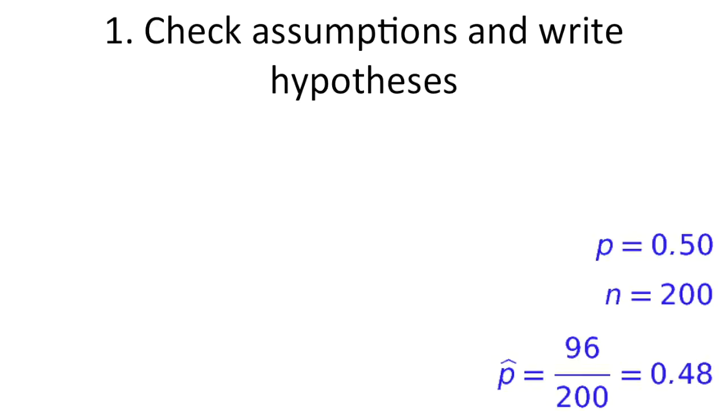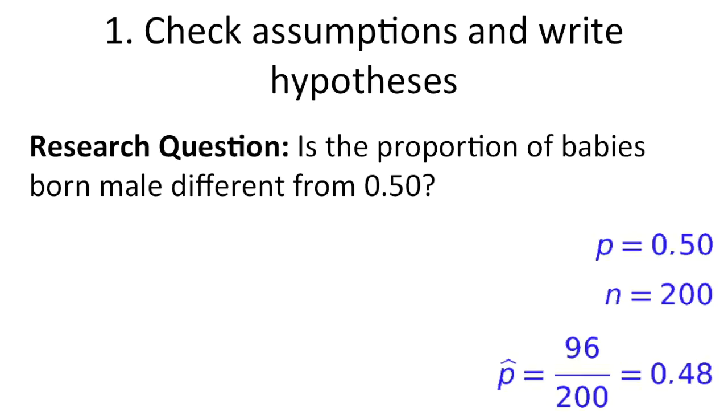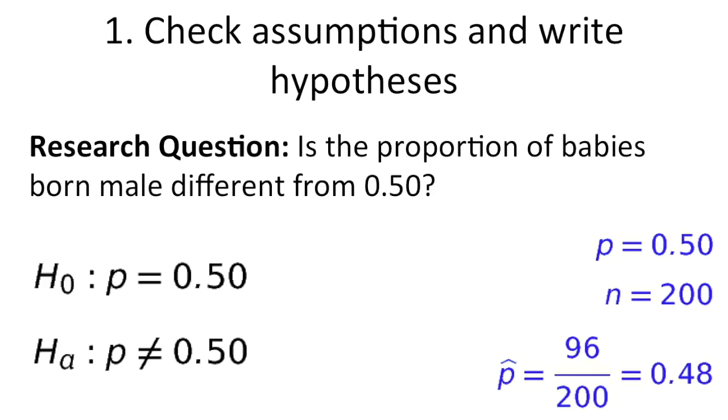Now let's write our hypotheses. Our research question was, is the proportion of babies born male different from 0.50? The key word here is different. This is a two-tailed test, or a non-directional test, because we are not given a specific direction. Our null hypothesis is that p, the population proportion, equals 0.50. Our alternative hypothesis is that p does not equal 0.50.